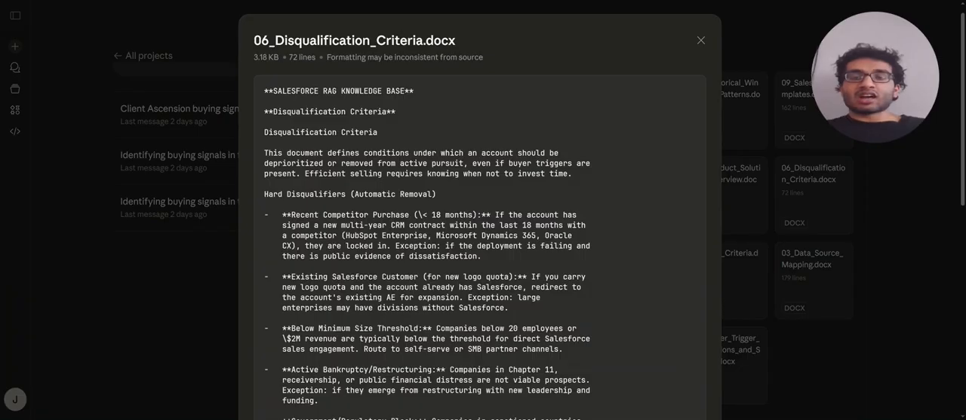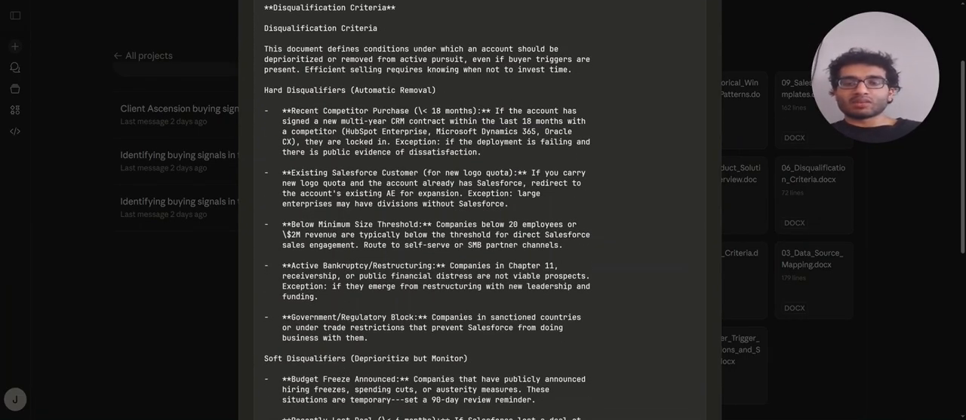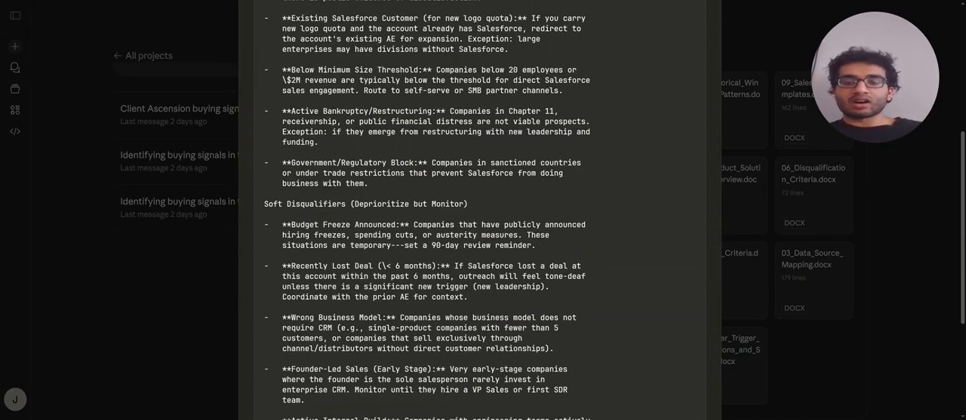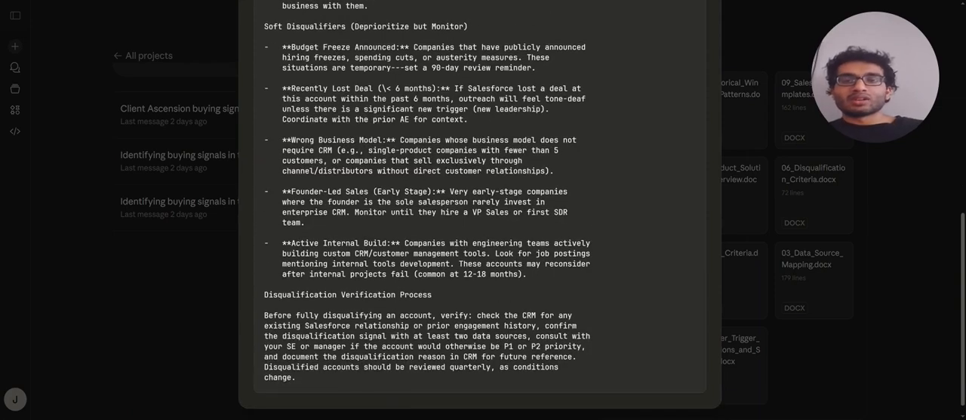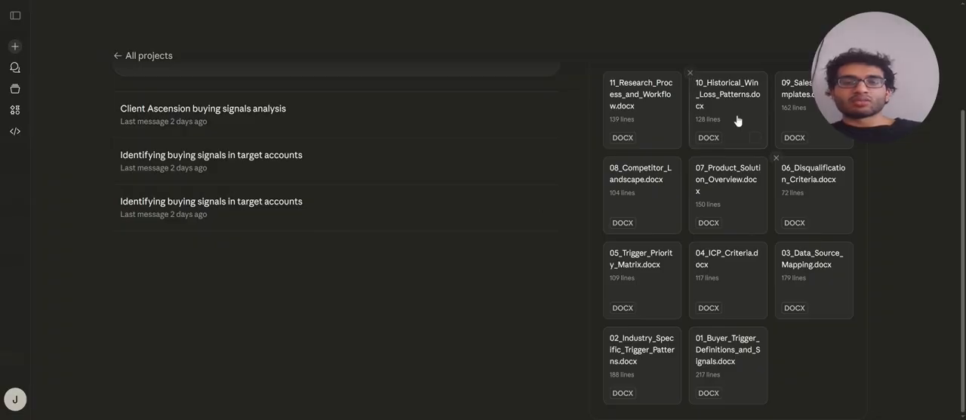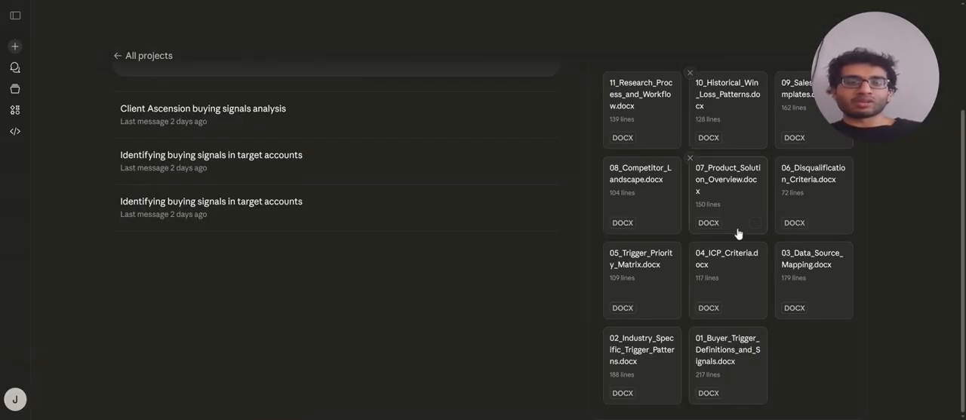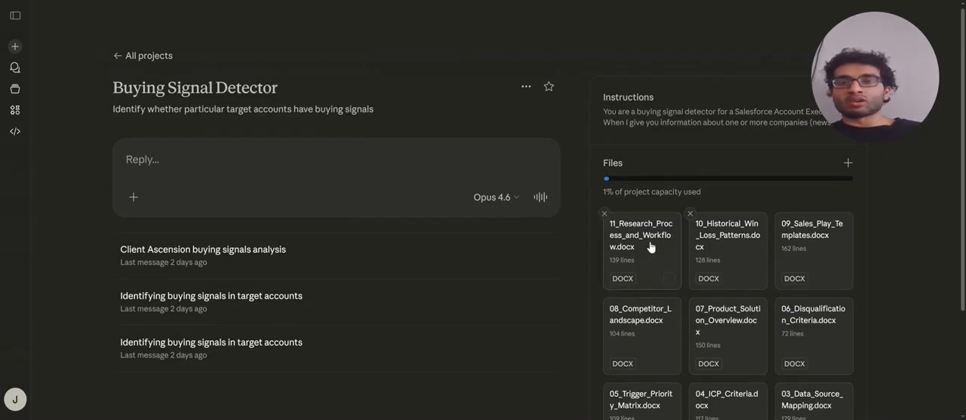So in this case, I put in a couple of disqualifiers. For example, are they an existing Salesforce customer? Or have they announced some sort of budget freeze, layoffs? Do they have founder-led sales? Obviously not all of these are contextually relevant, but it's important to have some of these in mind while doing the prospect research. And then furthermore, discussion of historical win-loss patterns. This is all knowledge you've got to fill out. This is the hard part, because at the end, you'll get a really cool tool, but you've got to do the work up front. And if you want someone to help you with that, again, links in the bio, feel free to book a call.